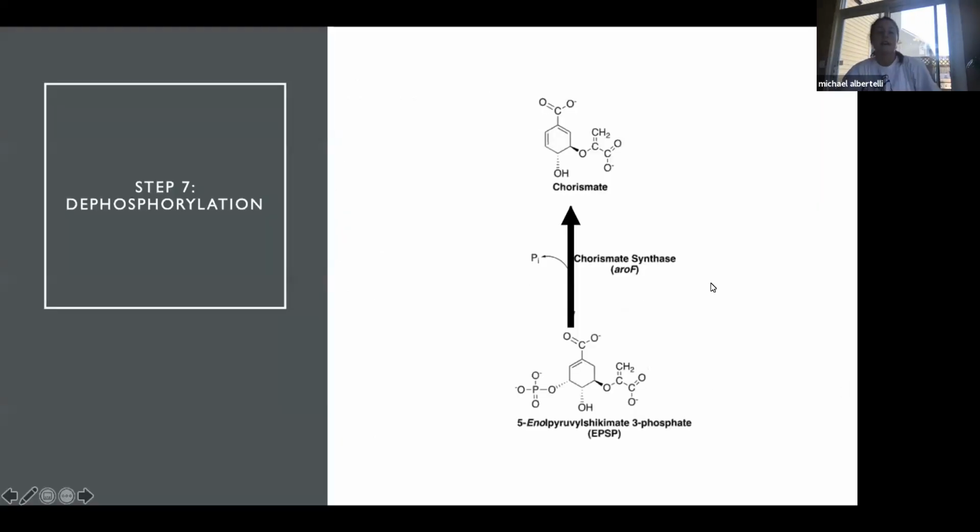And then the last step is a dephosphorylation, in which EPSP is dephosphorylated to form chorismate, and then that chorismate molecule is used to make tryptophan and all of those other compounds.